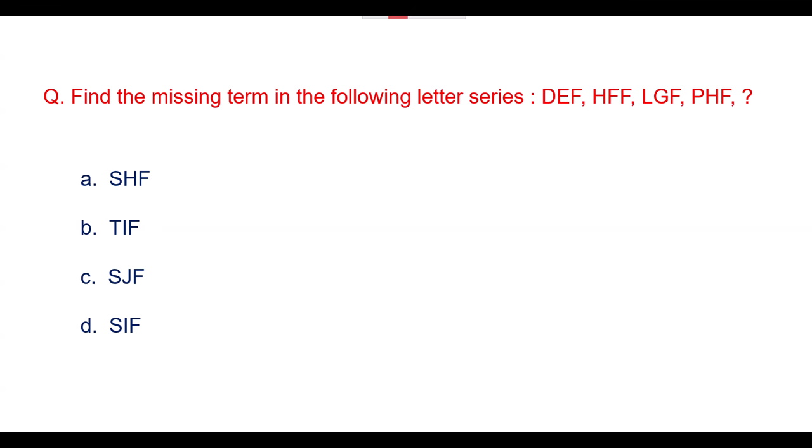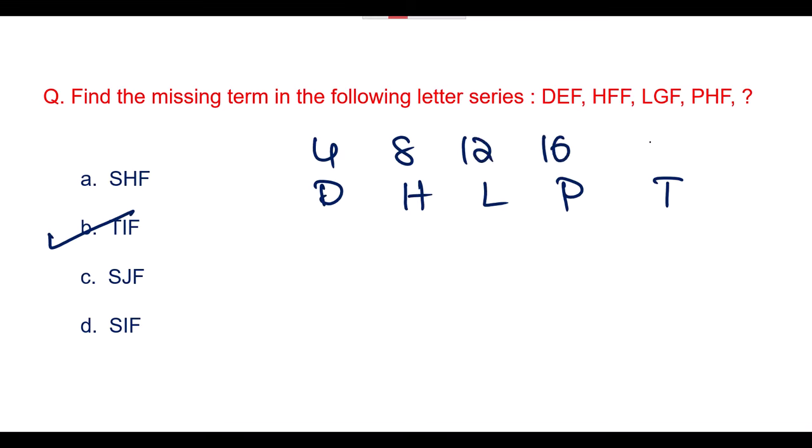So the last letter is fixed, F. With the first letter you can decide your answer. T. So option B. The first letters are D, H, L, P. This will be T. Multiples of 4: 4, 8, 12, 16, 20. The first letter must be T. So that's option B.